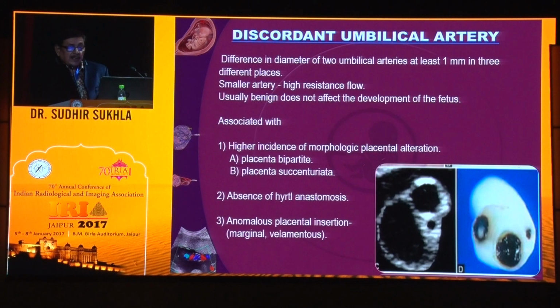Then comes the discordant umbilical artery. The one artery is here. You will see a picture where one artery is smaller, and this is important because if you do a casual scan, you miss this discordant artery and you may label it an SUA, but a discordant artery is there. The small arteries are associated with placental alterations, absence of Hyrtl anastomosis, and abnormal placental insertions. The importance of it is you must pick up a discordant artery so you avoid a lot of problems.